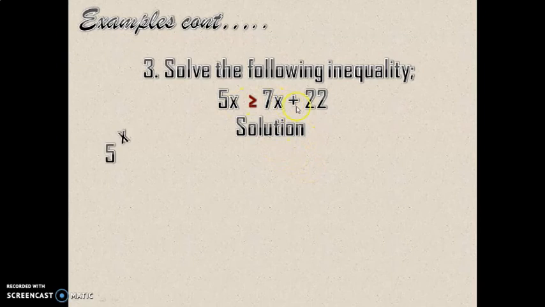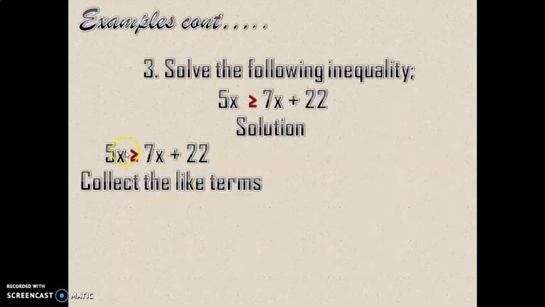Then the next thing is to bring our inequality back, which is 5x greater or equal to 7x plus 22. So what we are going to do here, like I explained earlier, solving inequality is almost the same thing as solving equation. Okay? The only difference here is the sign of equality and the sign of inequality. Good. So let's collect our like terms here. You have an algebraic term here which is 5x, and there's another algebraic term here which is 7x. So we can collect these two terms together because they are like.